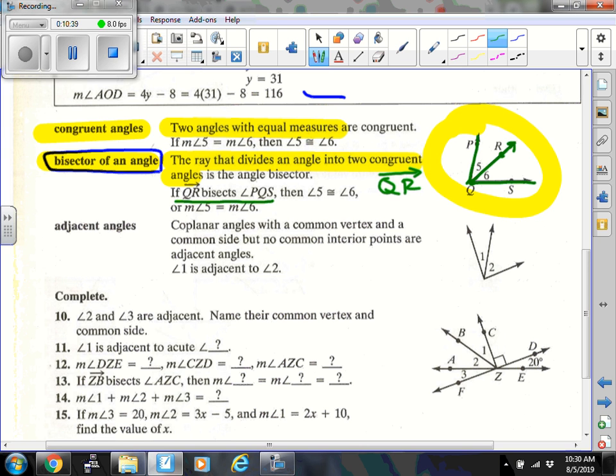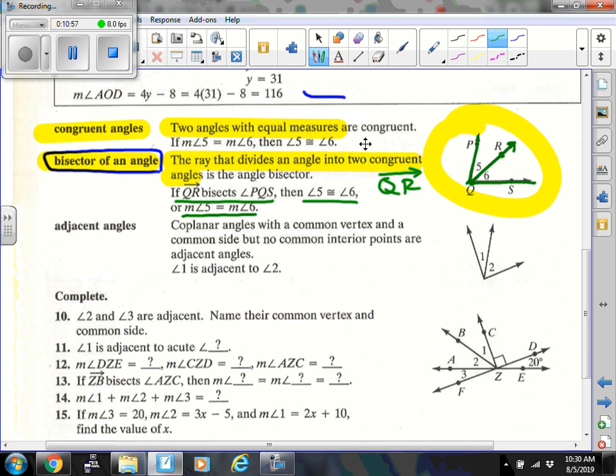Now, there are other ways to write it. Because it bisects, that implies that angles 5 and 6 have to be the same, or are congruent, or we can say the measures are equal. Two ways to say the same exact thing.